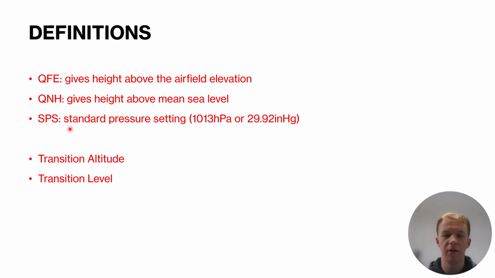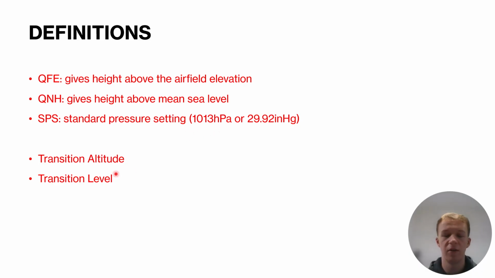SPS is another thing that you're going to have to be comfortable with. It's a standard pressure setting. Nowadays in Europe, we use 1013 hectopascals, and in the US, you might use 29.92 inches of mercury. However, it's 1013 for us.